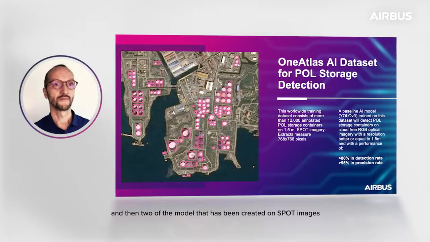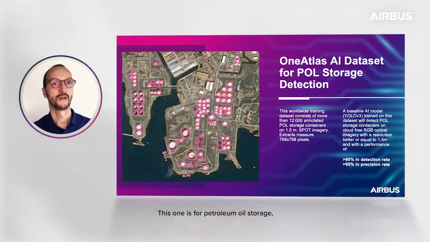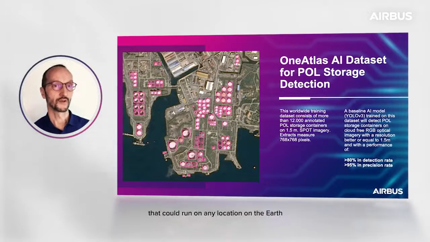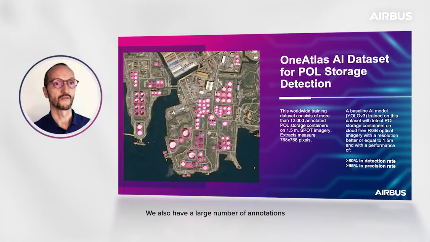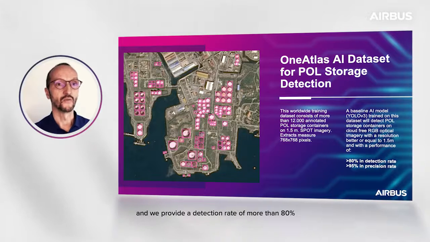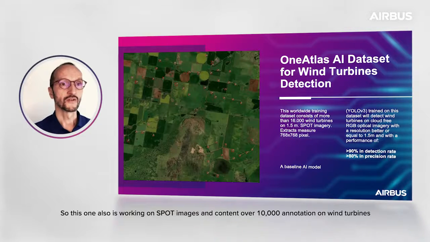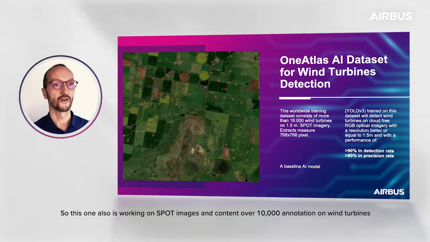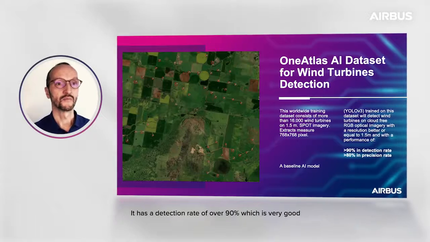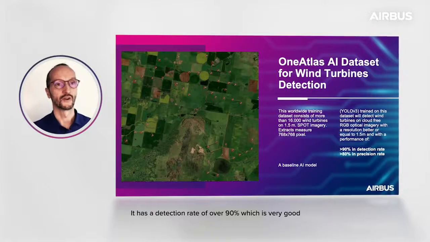And then 2 other models that have been created on SPOT images. This one is for petroleum oil storage that could run on any location on the Earth. We also have a large number of annotations, and we provide a detection rate of more than 80%. And finally, one for wind turbine detection. So this one also is working on SPOT images and contains over 10,000 annotations on wind turbines. It has a detection rate of over 90%, which is very good.